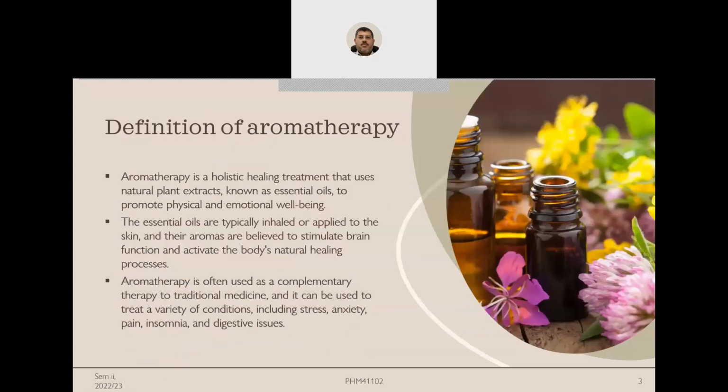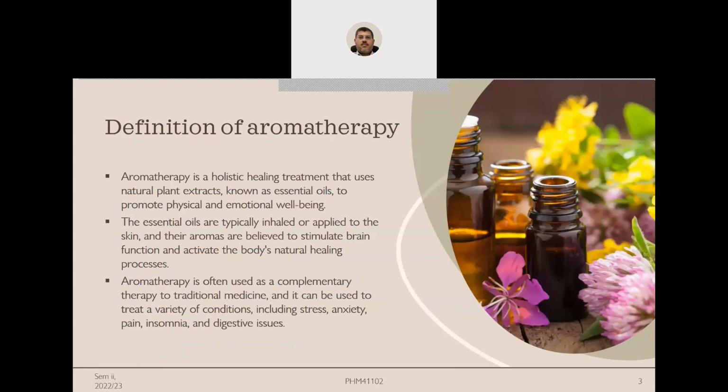So first, the definition. What is aromatherapy? Aroma means smell or something that has a good smell. This is the aroma, right? So aromatherapy is a holistic healing treatment that uses natural plant extracts known as essential oils to promote physical and emotional well-being. These essential oils usually have their characteristic aroma, so that's why we call it aromatherapy. We are using materials with characteristic aroma for treatment, so we call it aromatherapy.